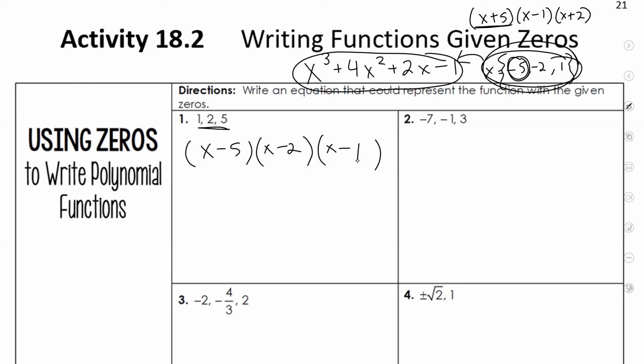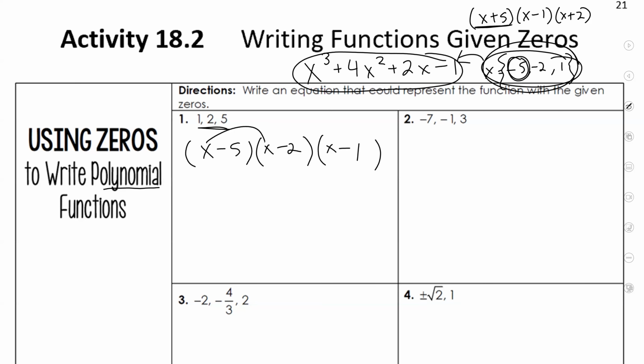Okay, let's do a harder one. Let's do number 3. These are the factors. We want polynomials. That means you're going to have to FOIL to get a polynomial. All right, next one, number 3.